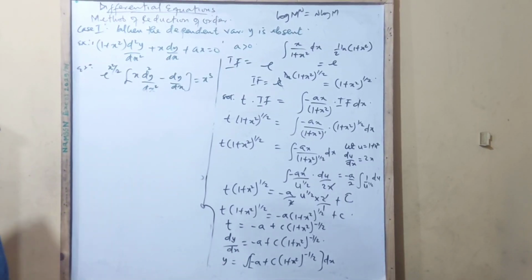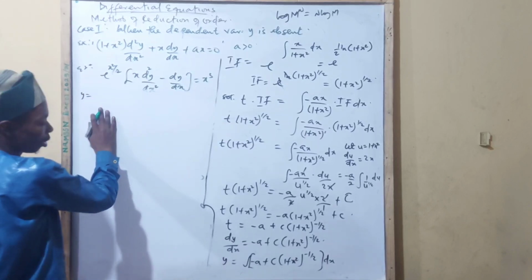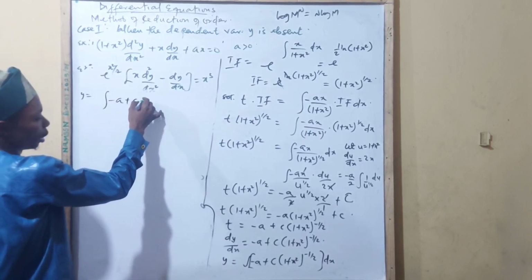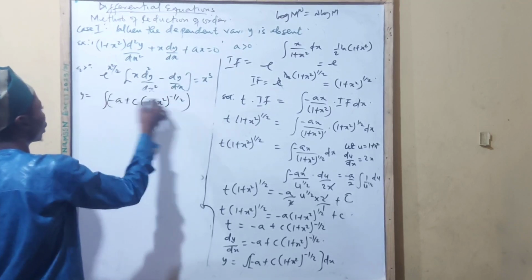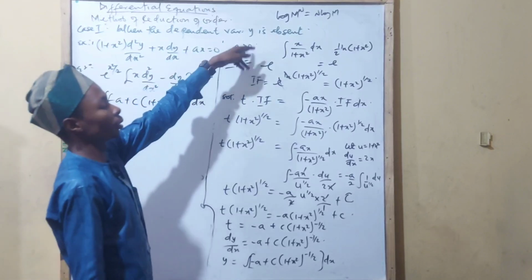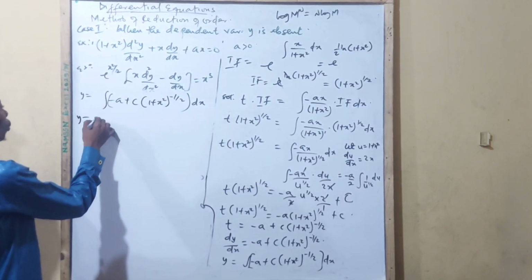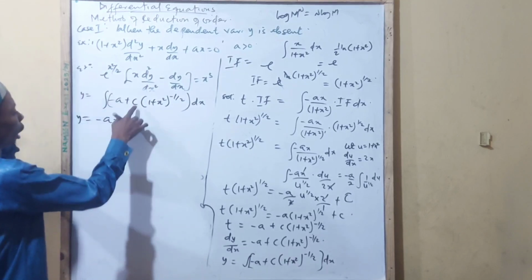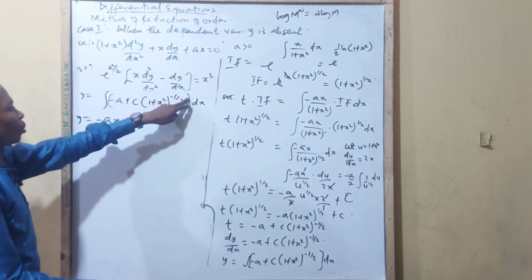Okay. So from here now, y equals the integral of minus a plus c into (1 plus x squared) raised to power minus half. So we want to integrate all this with respect to x. a is a constant. Don't forget, a is greater than 0. So if I integrate minus a with respect to x, y equals minus ax. a is just a constant. And then what we are having here, 1 plus x squared raised to power minus half.